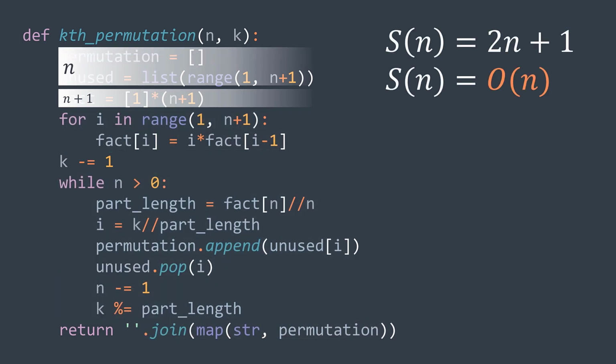And for the space complexity, we have n for unused and permutation, and n plus 1 for the fact array. 2n plus 1 gives us an O of n space complexity.